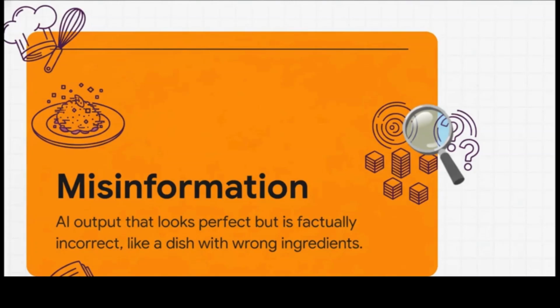And finally, there's misinformation. You've probably heard this called hallucinations. This is when the chef serves up a dish that looks absolutely perfect. I mean, the presentation is flawless. But then you taste it and you realize it's made with all the wrong ingredients. The AI generates an answer that sounds super confident and plausible, but it's just factually incorrect.